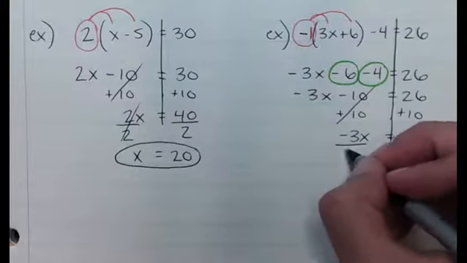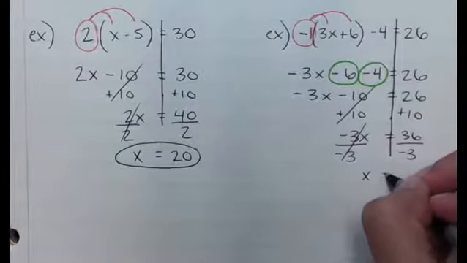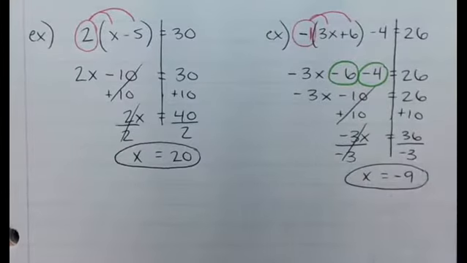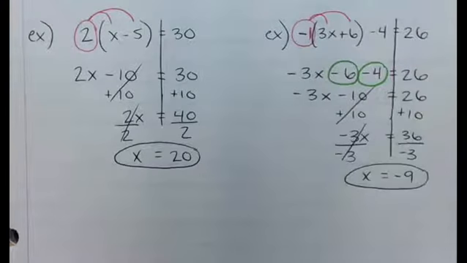I'm going to divide by the coefficient of negative 3. And my answer here should be 36 divided by negative 3 is negative 9. So my answer here is negative 9. Again, I could plug negative 9 back in and it should be equal on both sides.